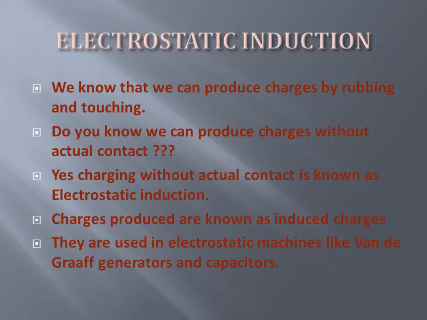Now we know that we can produce charges by rubbing and touching. By rubbing, if you remember, when a glass rod is rubbed with a silk cloth, it produces positively charged particles, and when an ebonite rod is rubbed with fur, it produces negatively charged particles. So we can produce charges by rubbing as well as by touching.